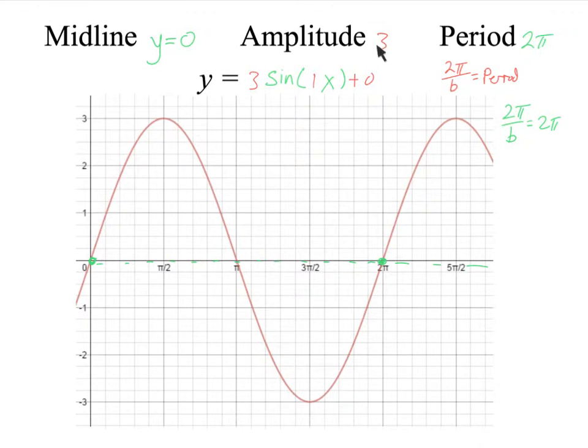Midline 0, amplitude 3, period 2 pi. Basically, if it's ever 2 pi, your inside's always x, because 2 pi is normal. The moment it gets squished or spread out like a slinky, then you're going to be changing this number in here, b. This is your a, b. We're not going to talk about h in this problem, and k is out here.